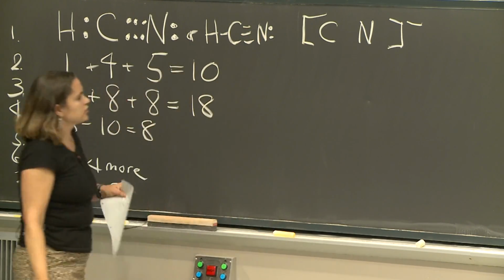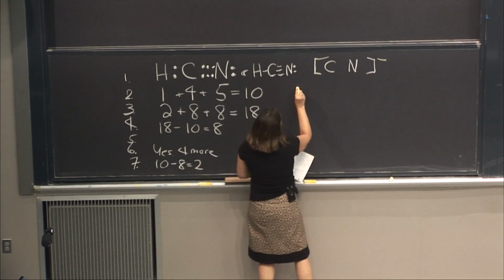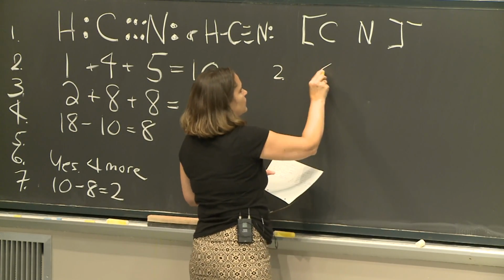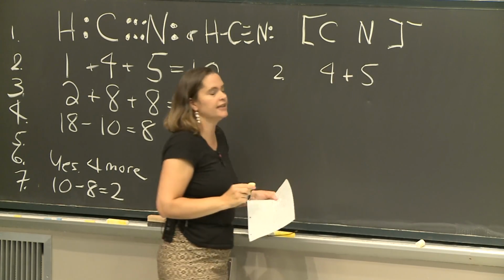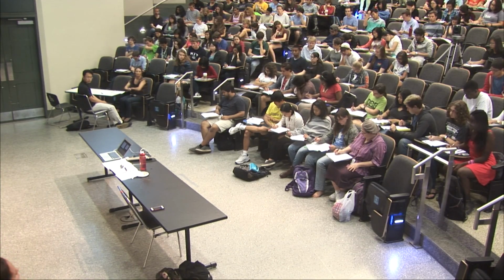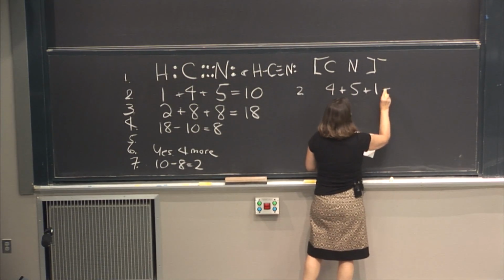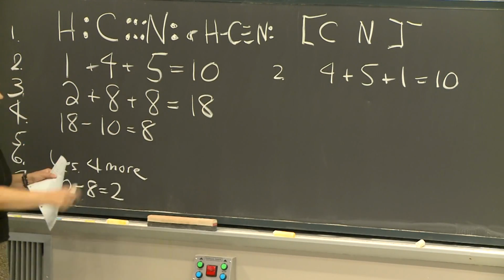OK, so let's look at CN minus. So how many valence electrons does carbon have again? 4. Nitrogen? 5. Am I done? No, I need to add 1 because there's a charge on this molecule of -1. So I have 10 again.